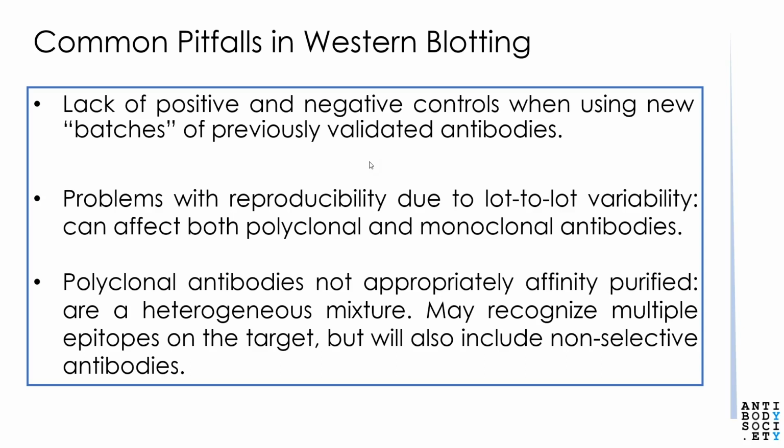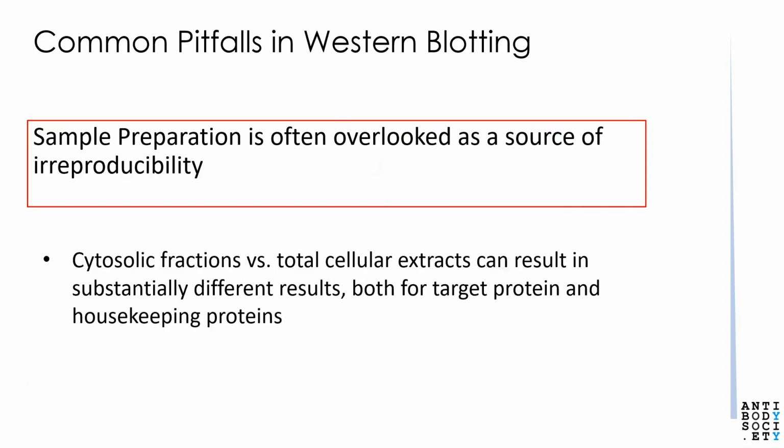Also important are other aspects of Western blotting. So moving on, you can see that sample preparation, most of us don't have that on our radar for Western blotting, but we have found that sample preparation is overlooked, and it's also a source of irreproducibility. If we look at cytosolic fractions and we look at total cellular extracts, which include mitochondria and nuclear fractions together with the cytosolic fraction, we get different results. Whether it's housekeeping proteins or certain target proteins, we get different linearities.